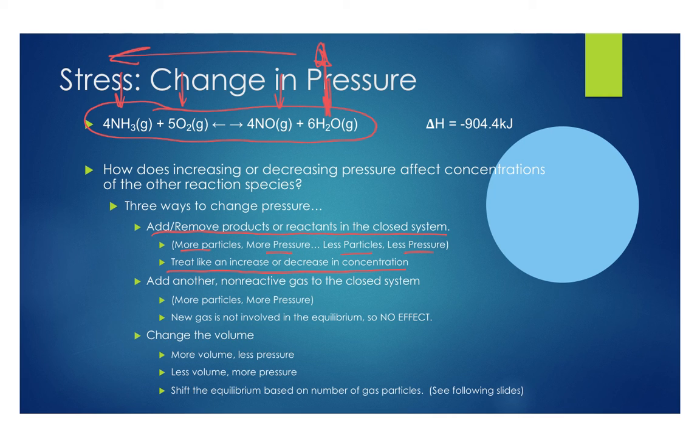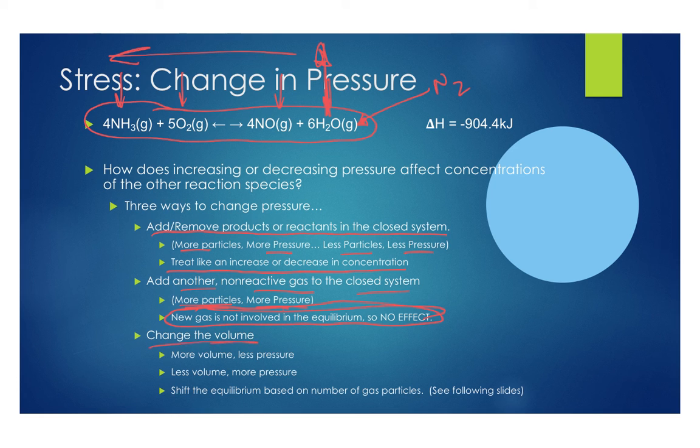Another way of changing pressure is to add some other non-reactive gas into the system. Let's say I put nitrogen gas in here. Nitrogen gas is going to have more particles in the system and create more pressure. However, the new gas is not involved in the equilibrium, so there's no effect on the equilibrium at all. The equilibrium position stays the same, the equilibrium constant stays the same, the partial pressures stay the same, etc. So there's no effect.